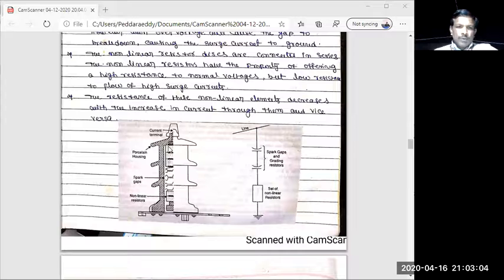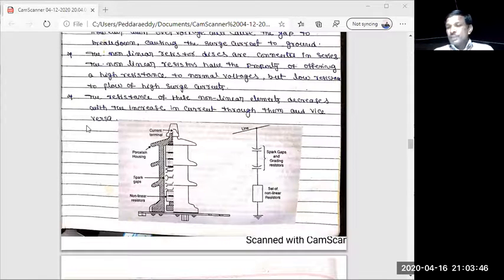When you see here, these are the spark gaps, and this is the non-linear resistance. The spark gaps and non-linear resistance are both connected in series. Under normal operating condition, the spark gaps do not allow any current or voltage to the ground, and at the same time the non-linear resistors offer high resistance to the normal voltages or normal currents.